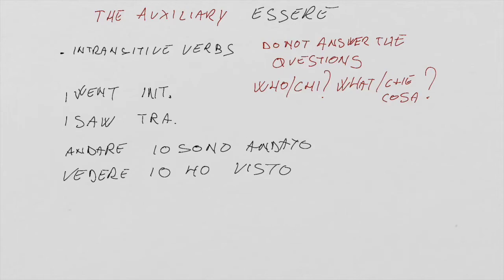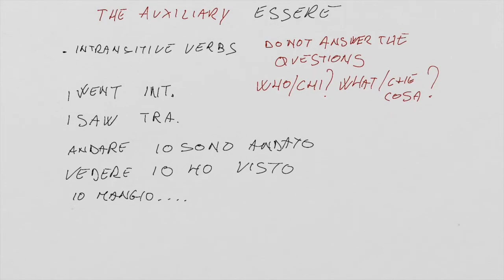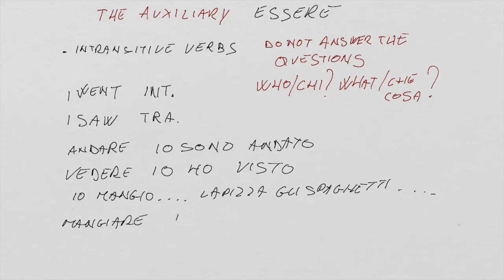Let me give you two more examples. Io mangio. Can you ask what or who? Sure. Io mangio. Che cosa? La pizza, gli spaghetti, il gelato. All of them answer the question what. So, when you need to form the passato prossimo of mangiare, "I ate," you need avere as auxiliary. Io ho mangiato.